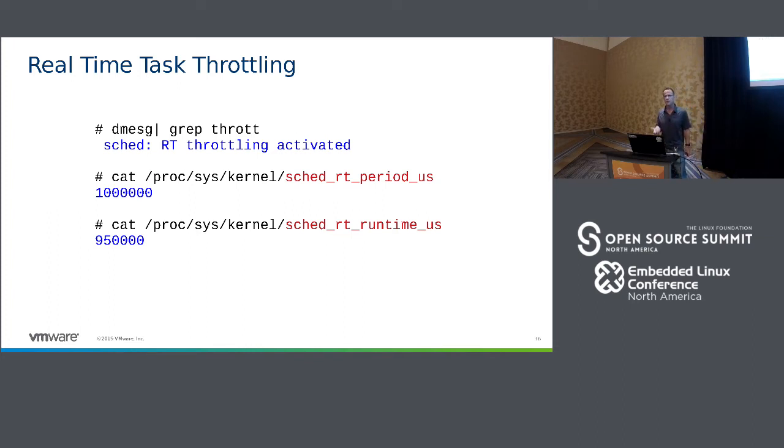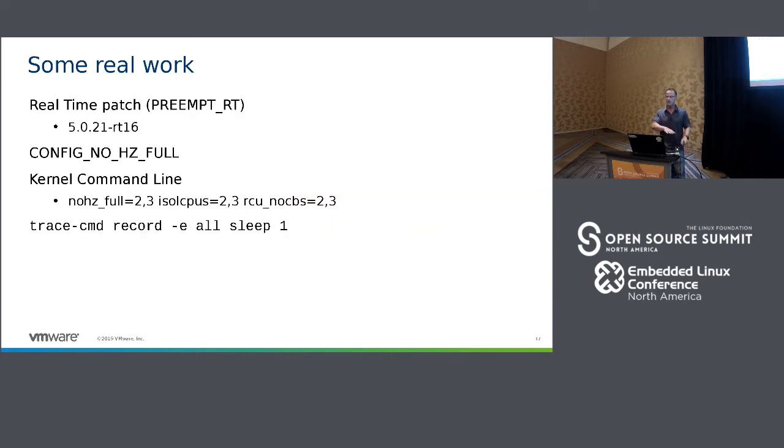So what we're working on, it's still not completely finished, is config no hertz full, which says, okay, when we have a single task running, we'll just turn off the tick and act like it's idle. There's a little more work because that task is running. If it does system calls, they will trigger ticks. So it's got to be running in user space. If something's running fully in user space, we want to do that.